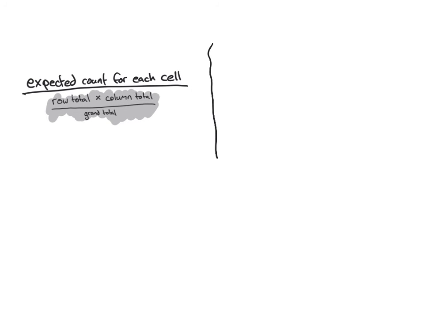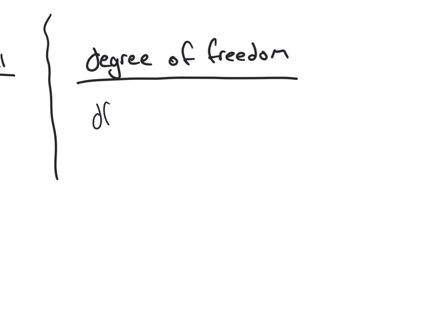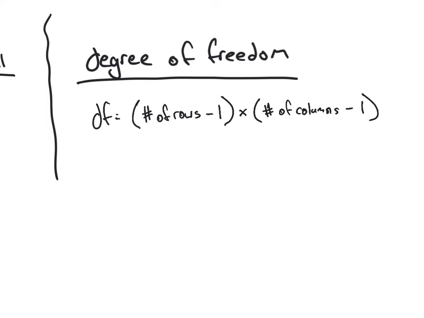So let's talk about the next thing, like the question that was asked. What about degrees of freedom? Because that's slightly different than it was for a goodness of fit test. Degrees of freedom for a two-way table. So recall that the degrees of freedom in this is the number of rows minus 1, times the number of columns minus 1. That's how you find the degrees of freedom for a two-way table.